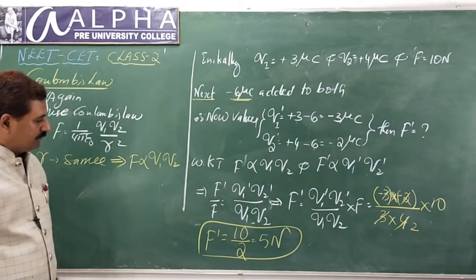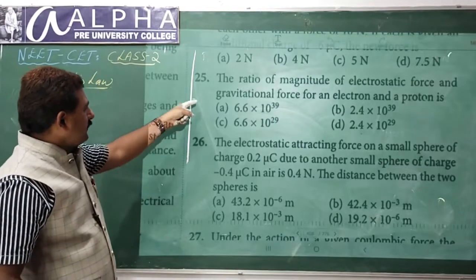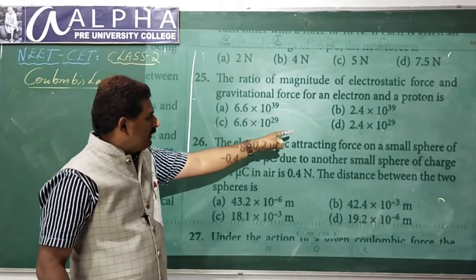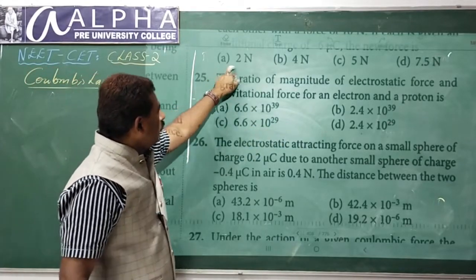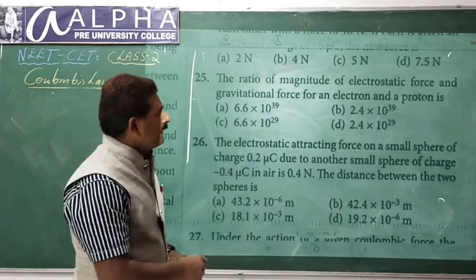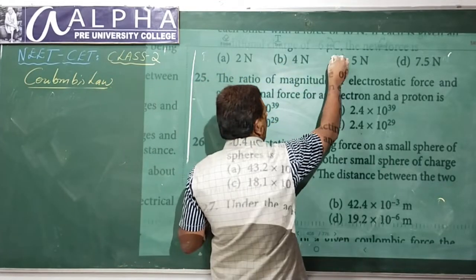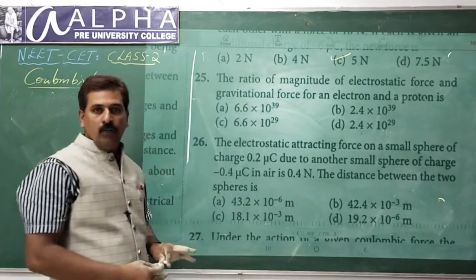Okay. Now look at the options. Question number here: 2 Newton, 4 Newton, 5 Newton, 7.5 Newton. We found it as 5 Newton. We move on to the next question.